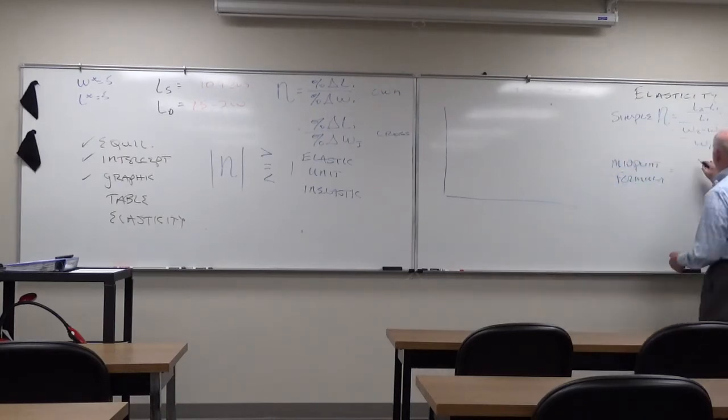And that's going to be equal to L2 minus L1 divided by L2 plus L1 divided by 2, and divided by W2 minus W1 divided by W2 plus W1 divided by 2. So the question is, when would we use one versus the other?